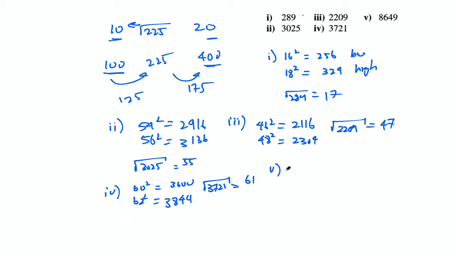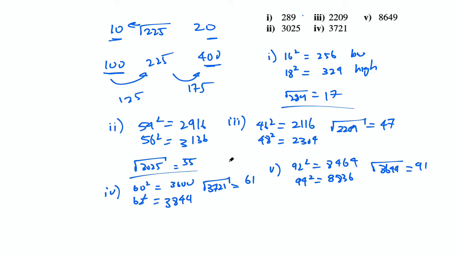Okay, and finally, for the last number, 8649. I know that 92 squared will give me 8464. That's too low. But taking 94 squared, I end up getting 8,836, which now is too high. So let's predict then that if I take the square root of 8,649, it will end up being 91. And if you actually plug these values into the calculator, the equations will end up being true.